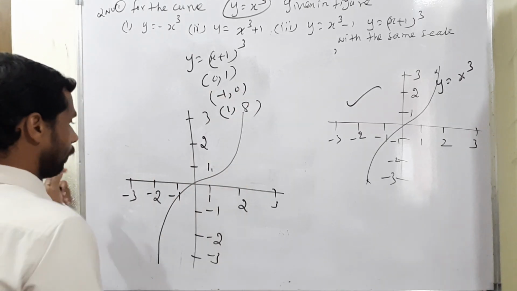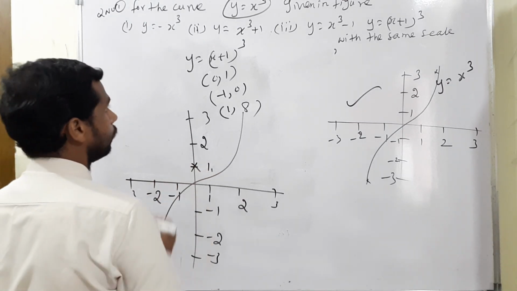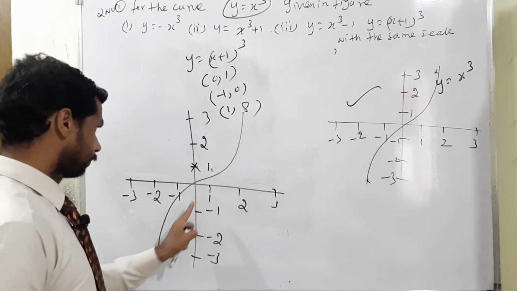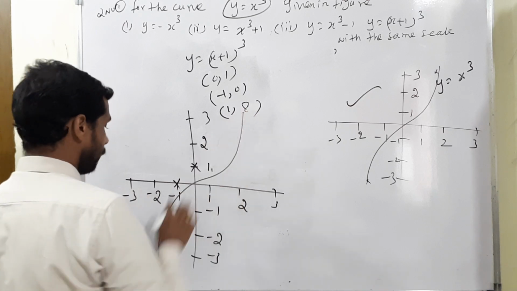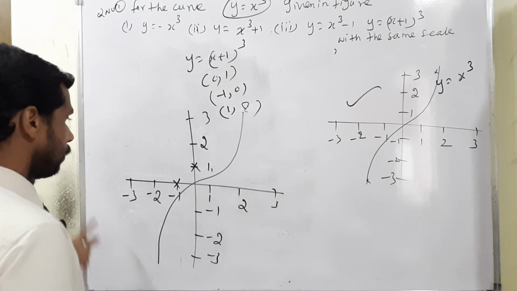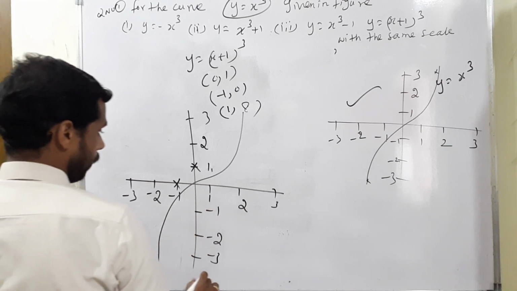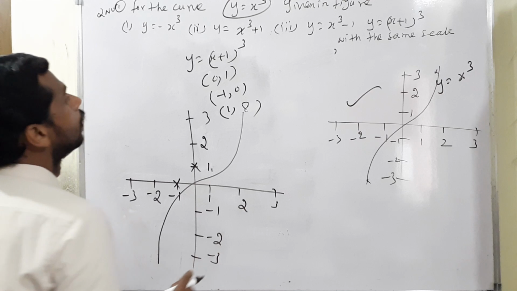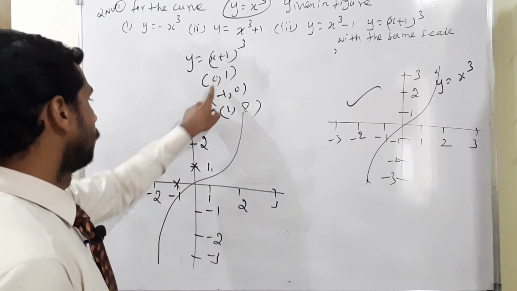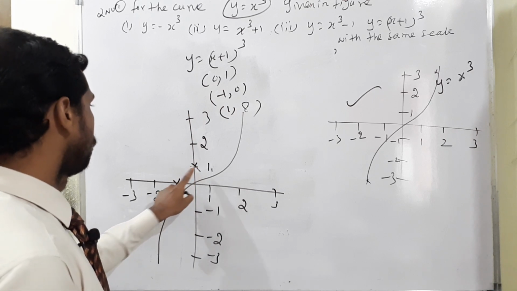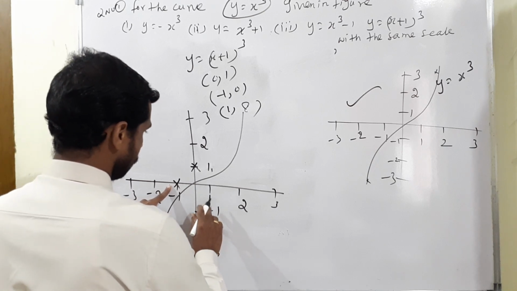The given cases are like that. First one 0, comma, 1. Next case minus 1, comma, 0. Then positive 1, comma, 8. So x is equal to 0, y is equal to 1.